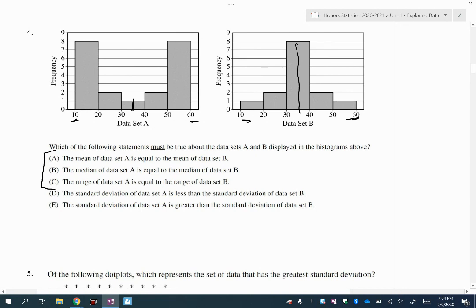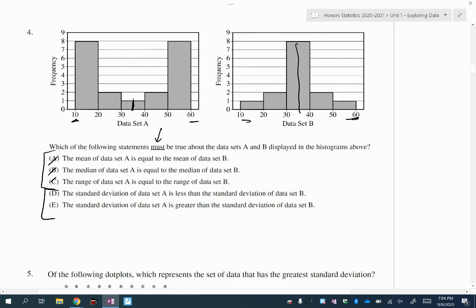But here's the deal, guys. I don't actually know what the data values are. So even though you might think, oh yeah, those all sound good, they don't actually technically have to have the same numbers. So there's no way I could possibly know if they're equal or not. They could be, but when I see this must be true, I have to rule those out. Like they could be true, but they don't have to be true. So it really comes down to D and E, about the standard deviation.